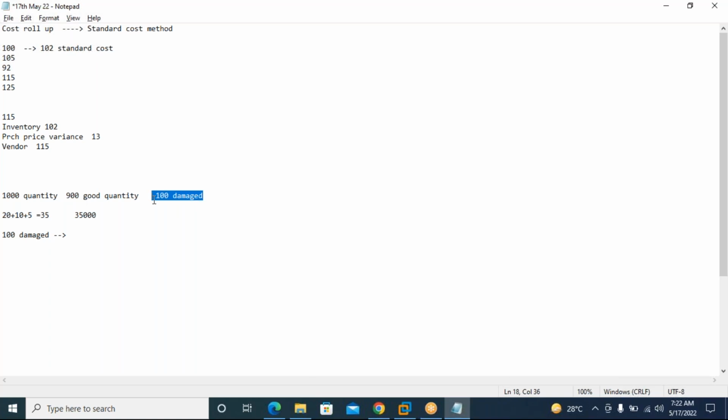Then I can revisit and verify my business. What went wrong in this quantity, the 100 damaged quantity? What is the reason behind it? I can verify since it is posted to different accounts. Am I right? For that, I need standard cost price. Understood?